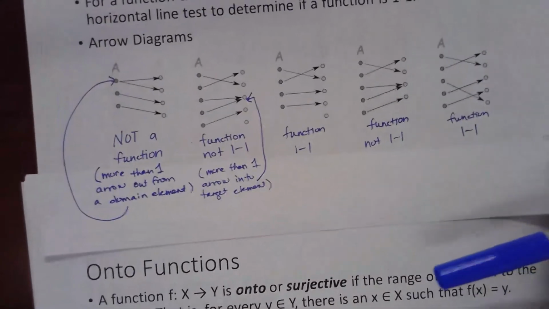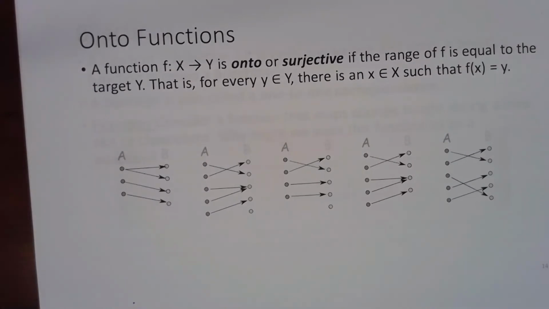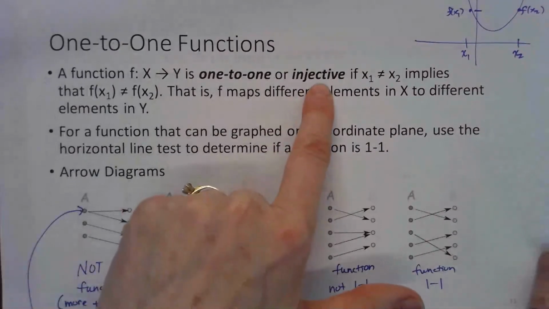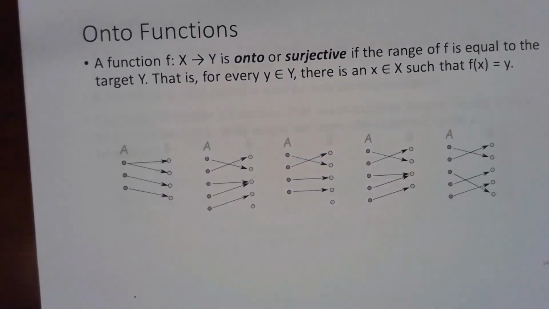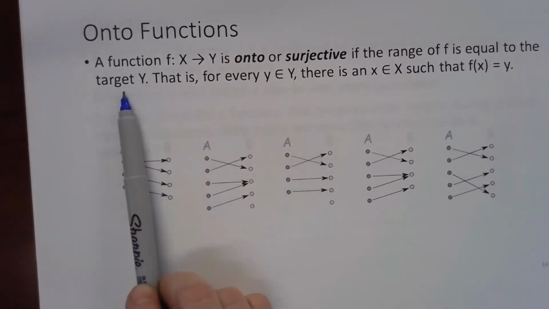Okay, the next concept we have is an onto function. Okay. So a function is called onto or surjective. So injective is one-to-one. Surjective, that's another word for onto. And that happens when the range and the target are the same thing. Okay, so that's the question there, is it onto if the range and the target are actually the same thing.